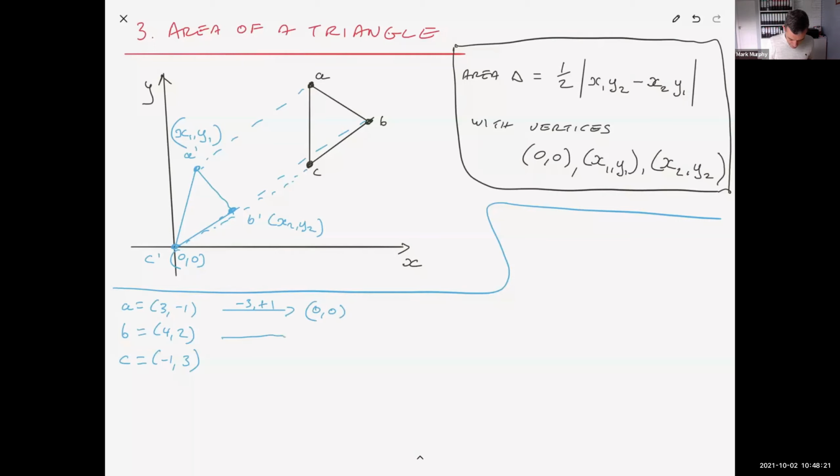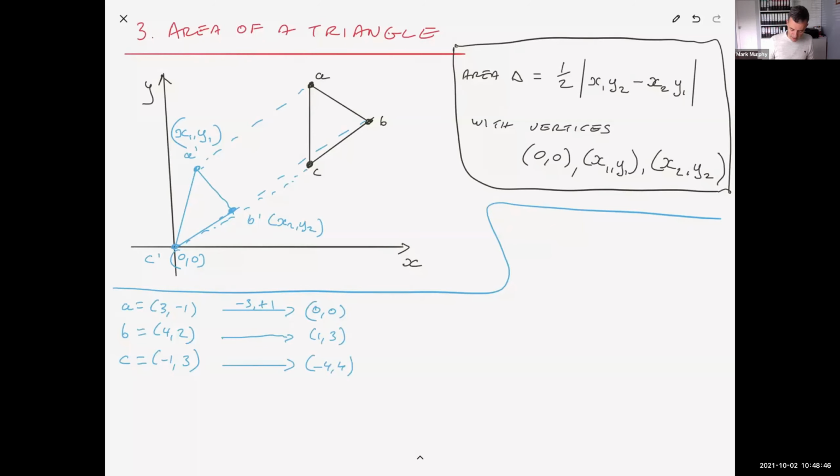So (4, 2) similarly becomes (1, 3), with 4 minus 3 is 1, 2 plus 1 is 3. And similarly, the last one becomes (-4, 4). So now we have 3 new vertices. All we've done is take the triangle and move it, still the same area. So that's what we're asked, right?